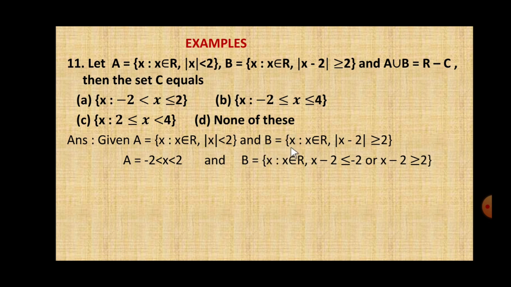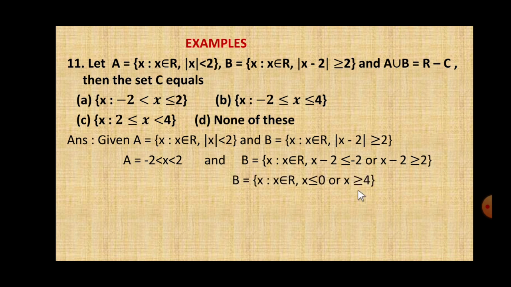Now similarly in this set B, mod of x minus 2 greater than or equal to 2 means first one is minus of x minus 2 is greater than or equal to 2, and second one is plus x minus 2 greater than or equal to 2. So by using those two terms we get x minus 2 is less than or equal to minus 2, because if you multiply minus sign on both sides, inequality will be reversed. And second one is same term, x minus 2 is greater than or equal to plus 2. Now next simplify this one.